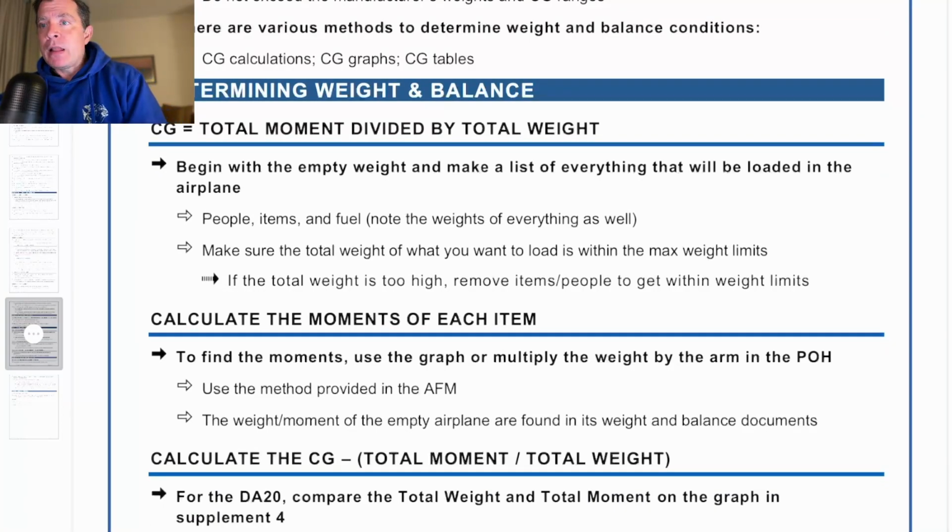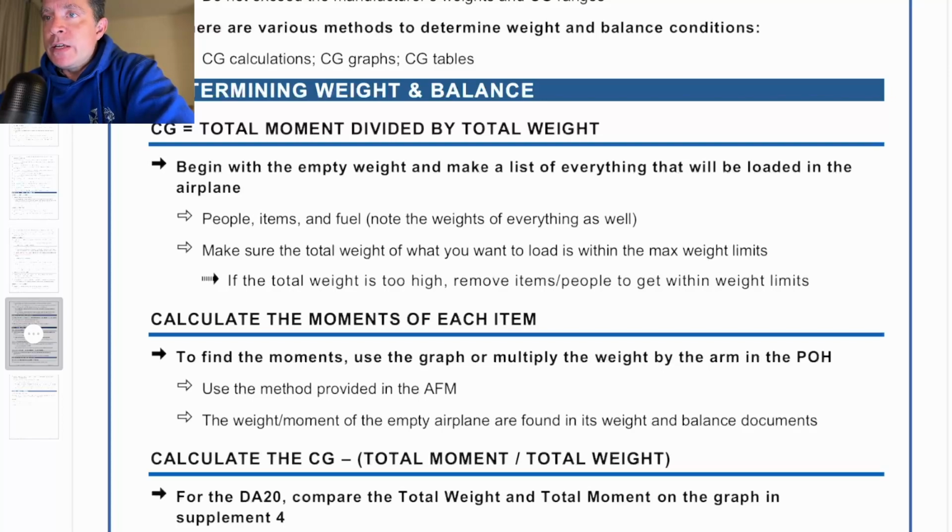Determining weight and balance. Center of gravity equals total moment divided by total weight. All right, begin with the empty weight and make a list of everything that will be loaded in the airplane: people, items, and fuel. Note the weights of everything as well. Your bags, your pilot bag. It's good to measure all that stuff. Make sure the total weight of what you want to load is within the max weight limits. If the total weight is too high, you have to remove items or people to get within the weight limits.